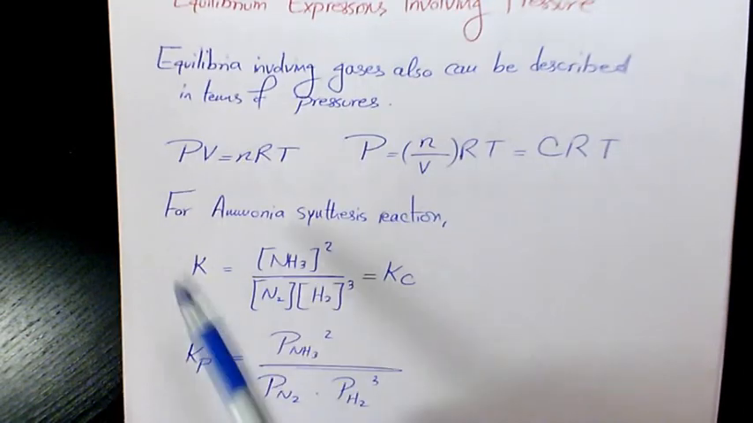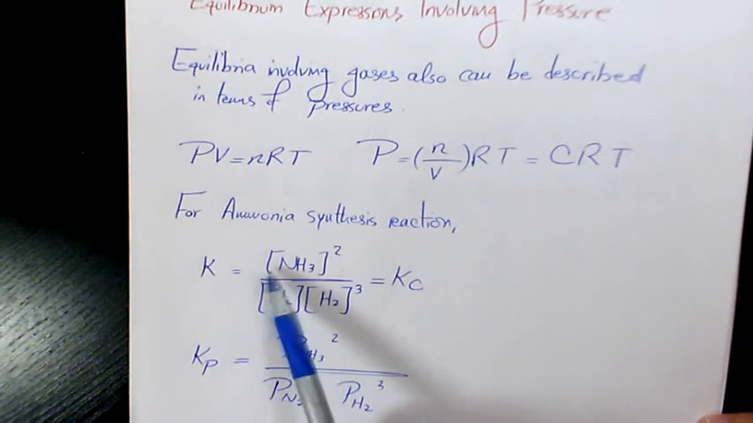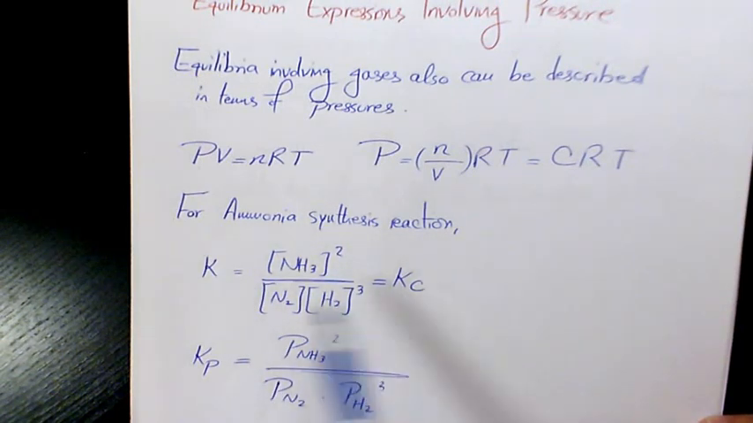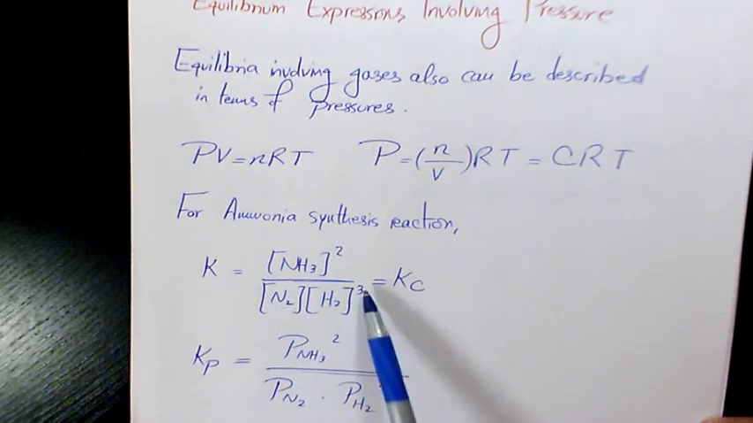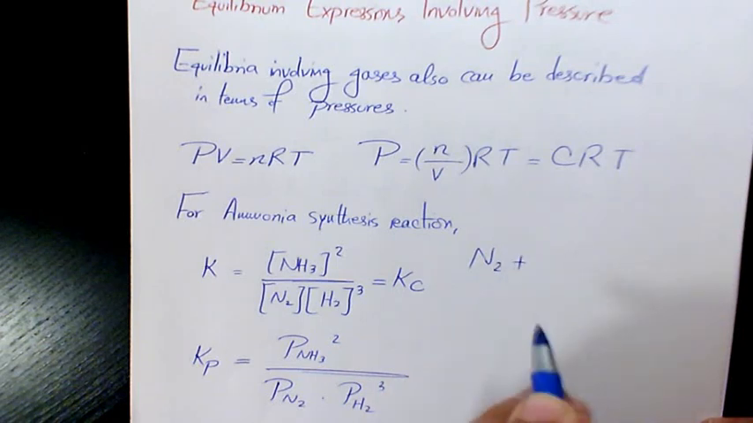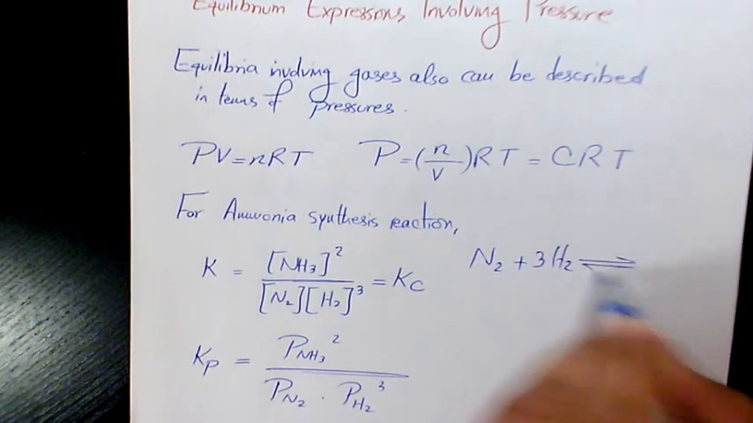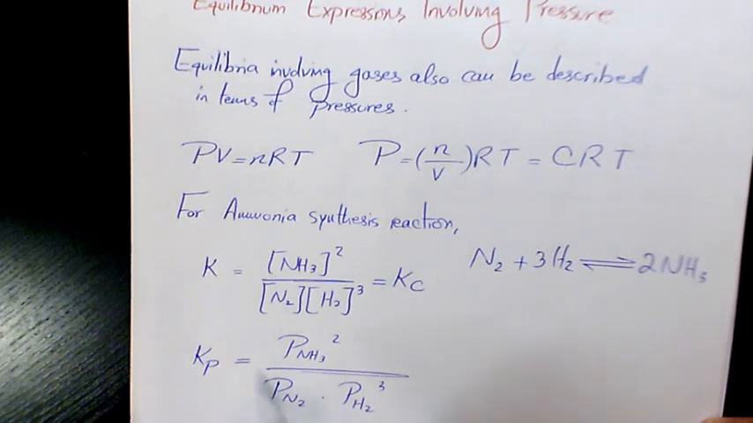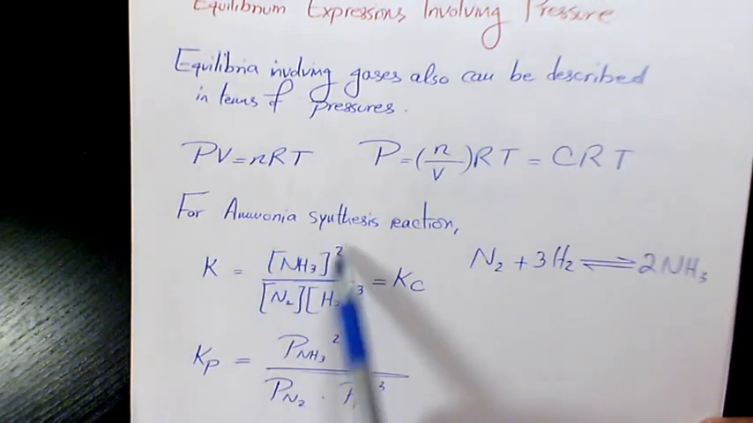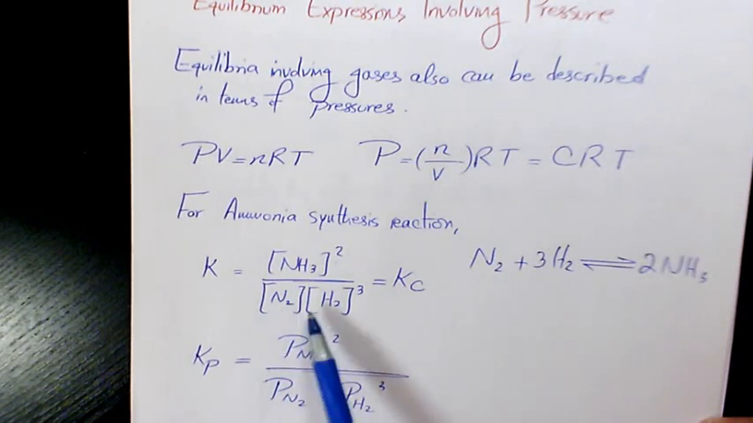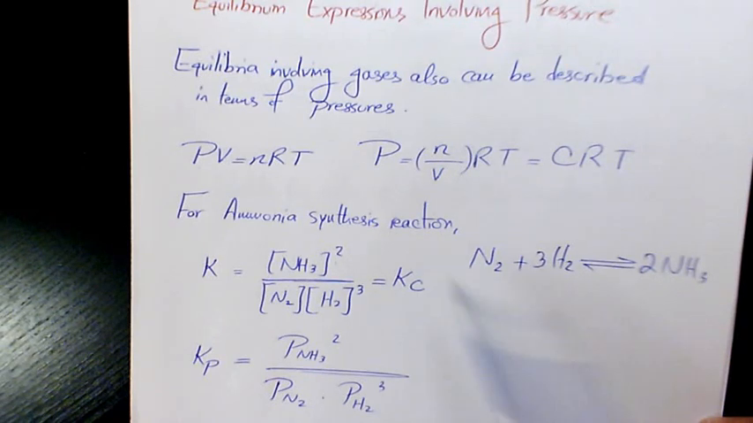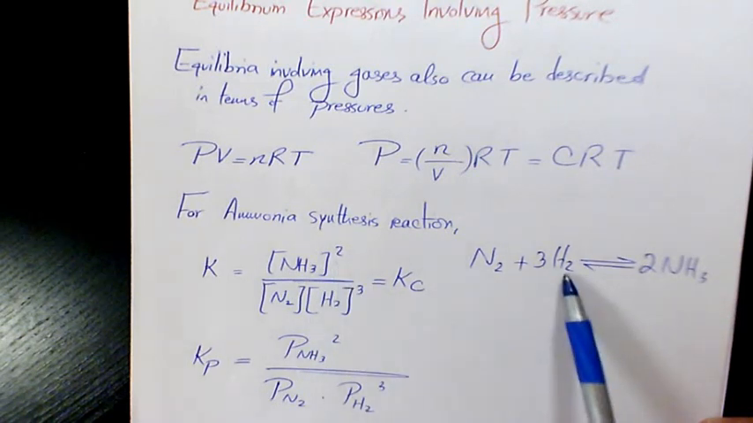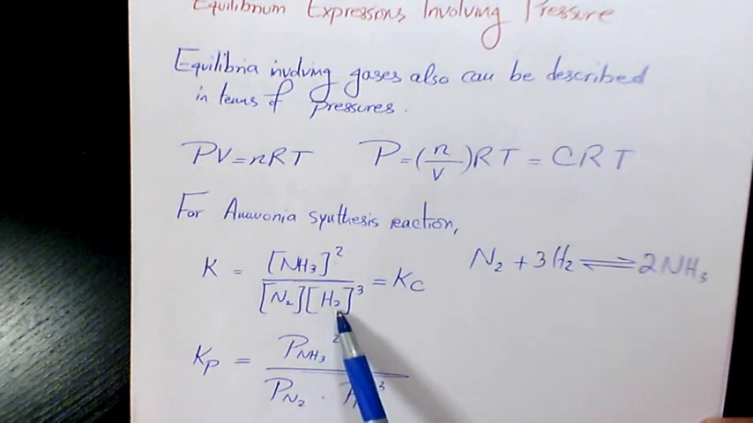As we saw in the previous video, when we are talking about an equilibrium expression, for example for the ammonia synthesis reaction, K will be equal to NH3 to the power of 2 over N2 times H2 to the power of 3, because the reaction is N2 plus 3H2 gives us 2NH3. For the equilibrium expression, we write the products in the numerator and reactants in the denominator. The exponents are exactly the same as the coefficients in the balanced reaction. For example, the coefficient for NH3 is 2, so we make it to the power of 2, and for hydrogen it is 3, so we make it H2 to the power of 3.